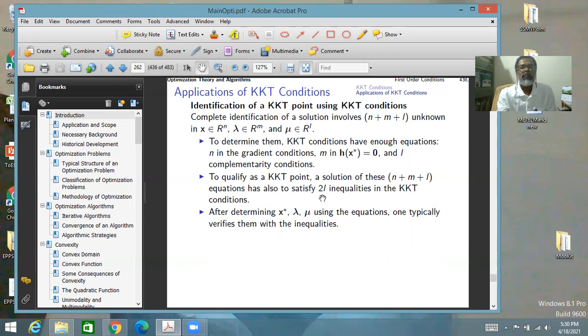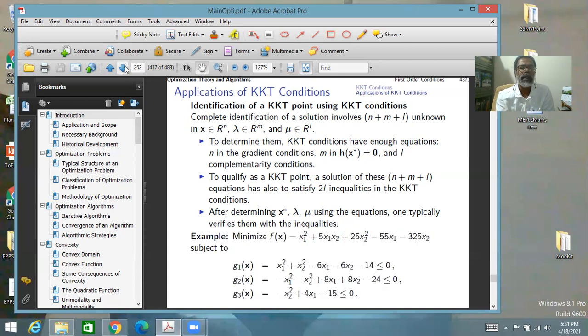So, if you try to determine or identify a KKT point using just the KKT conditions, then you typically try to first solve these equations, these many equations in these many unknowns, and after getting hold of a solution or a bunch of solutions, you check each solution set against those inequalities. And if it satisfies everything, then it is a KKT point.